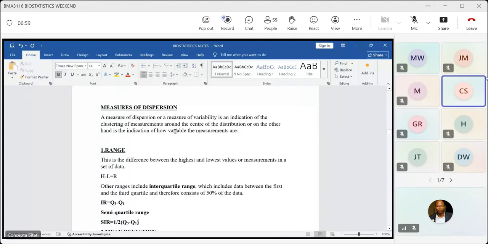For example, if we have data that has 5 items and each data has a value of 16, 16, 16, 16, what can we say about that kind of data? If we have a set of data of 4 items and each one has 16, 16, 16, 16, what can we say about that kind of data? What will be the variability of that data or the dispersion of that data?